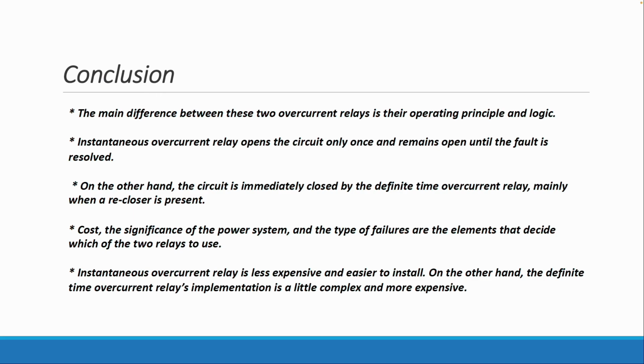Other factors which differentiate these two relays are the cost, the significance and importance of the system, and the types of failures against which the system has to be secured. Coming to other aspects, the instantaneous relay is less expensive and simpler to install when compared to the definite time overcurrent relay, which is however a little more complex and expensive.